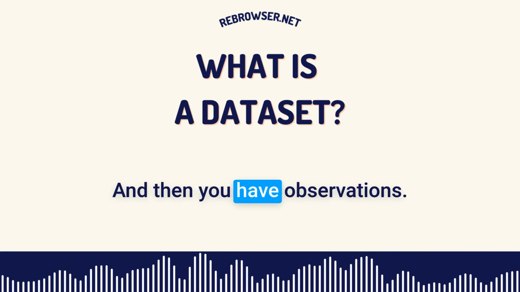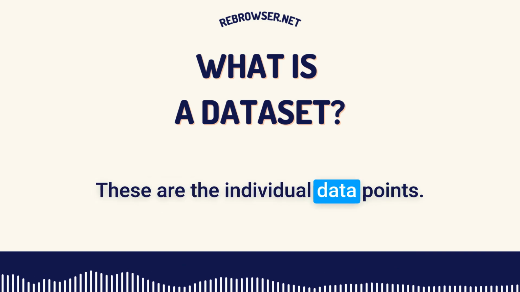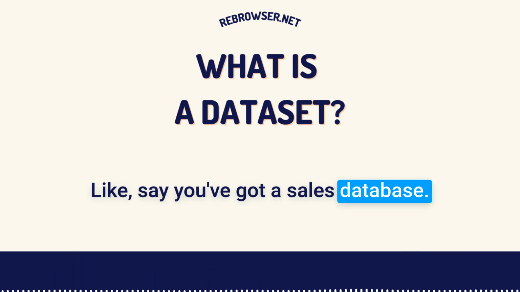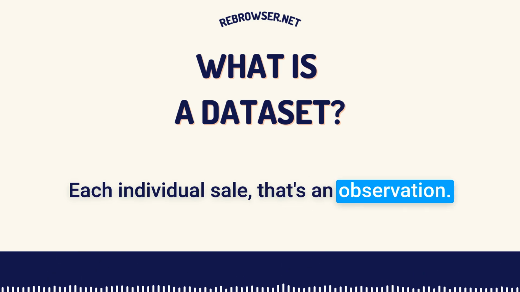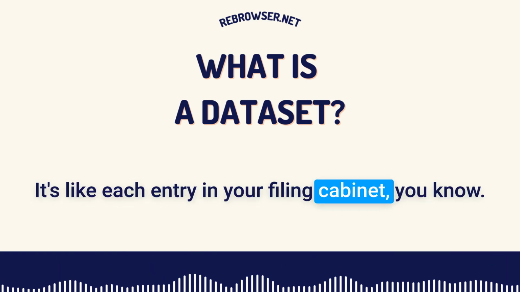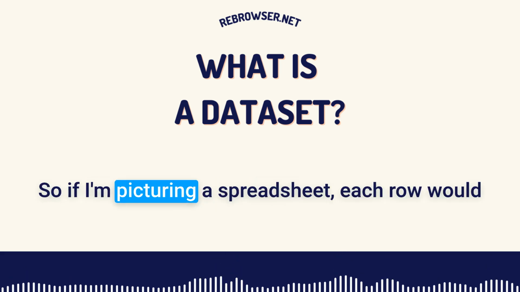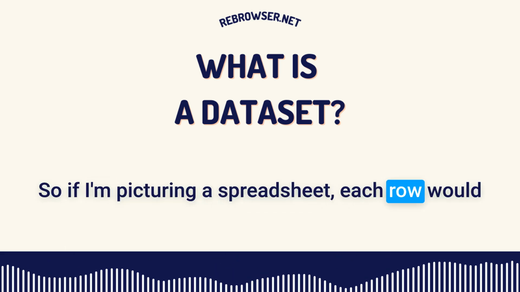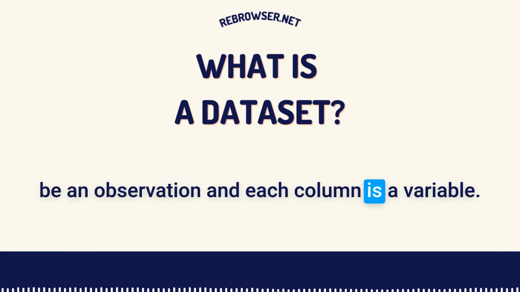Exactly. And then you have observations. These are the individual data points. Like, say you've got a sales database. Each individual sale, that's an observation. It's like each entry in your filing cabinet. Okay. So if I'm picturing a spreadsheet, each row would be an observation and each column is a variable.